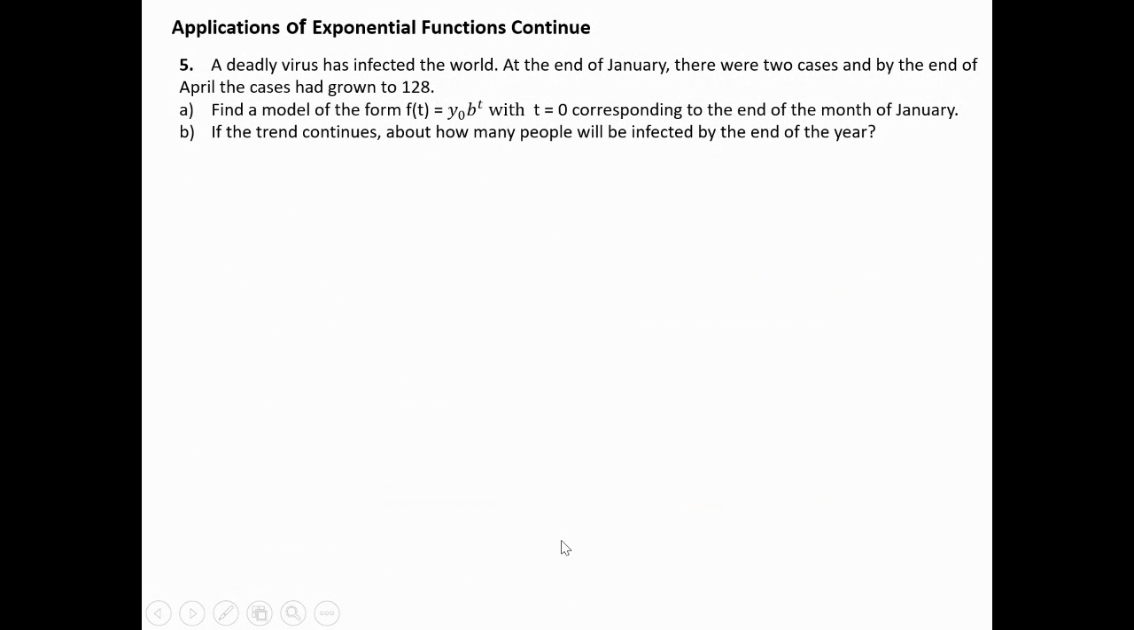Now, this is number 5. It says here, a deadly virus has infected the world. At the end of January, there were 2 cases, and by the end of April, the cases had grown to 128. I eventually got this problem, guys. We made it up right before COVID, which altered the way classes were held. I believe we were about to do this section right before spring break, and it used the data that was given from the news.